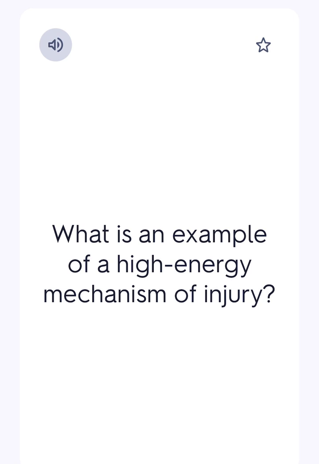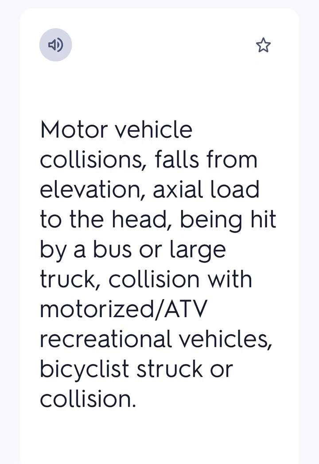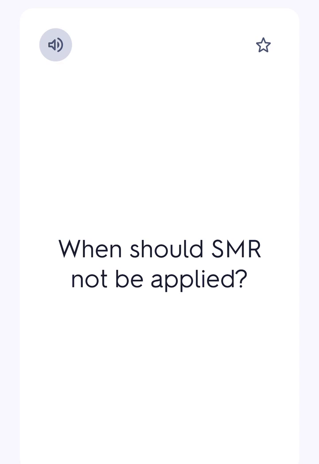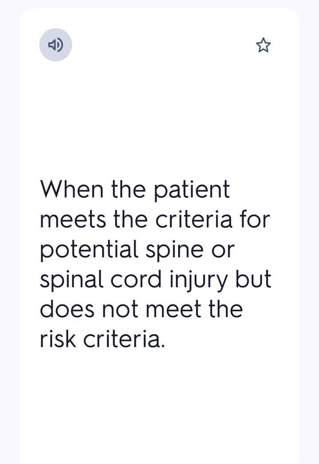What is an example of a high-energy mechanism of injury? Motor vehicle collisions, falls from elevation, axial load to the head, being hit by a bus or large truck, collision with motorized/ATV recreational vehicles, bicyclist struck or collision. When should SMR not be applied? When the patient meets the criteria for potential spine or spinal cord injury but does not meet the risk criteria.